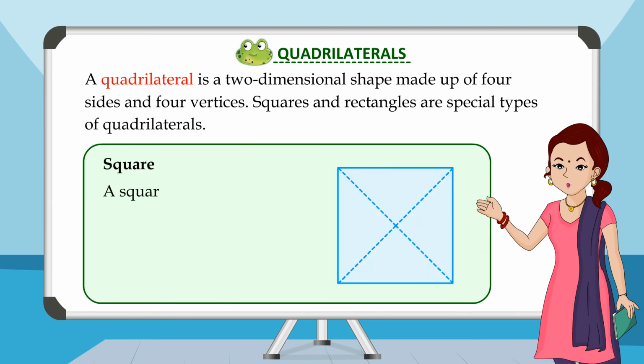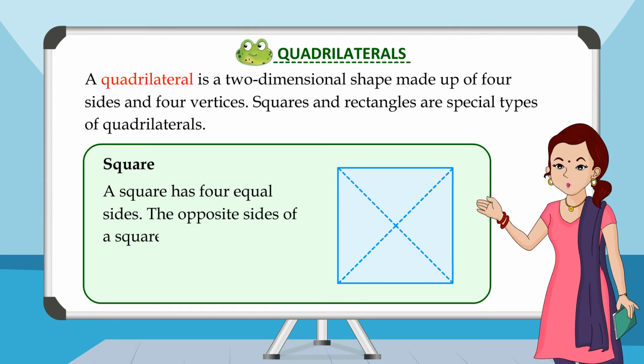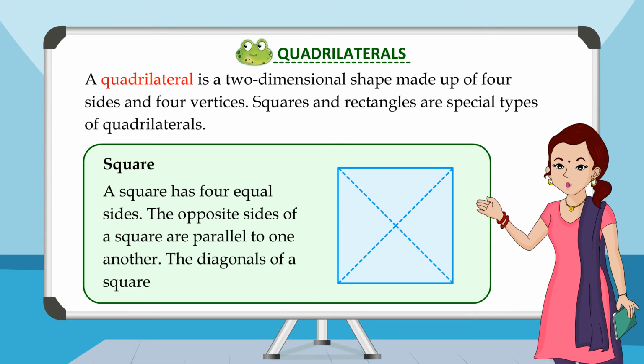Square. A square has 4 equal sides. The opposite sides of a square are parallel to one another. The diagonals of a square are equal.